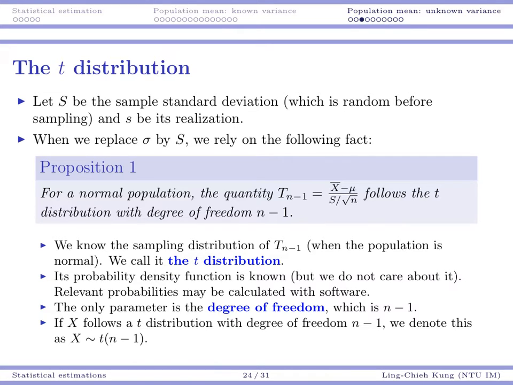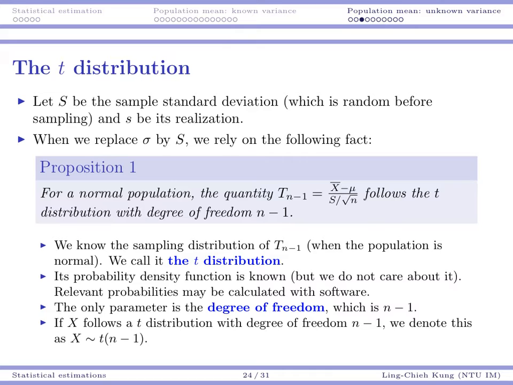The only parameter that decides the distribution is called the degree of freedom, which is n minus 1. n is your sample size. So that means when you have different sample sizes, the distribution of this particular quantity would also be different.